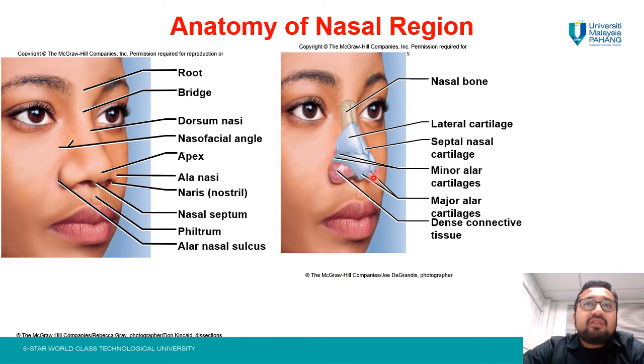Okay, the front part of our nose basically made from cartilages and also dense connective tissue. So here is a dense connective tissue. The more hardened part here is formed by the cartilage. Septal cartilage, the lateral cartilage, minor alar cartilages. There are so many cartilages formed here, and this is a dense connective tissue. So basically anatomy of the nasal region ni terdiri daripada bone, cartilage and dense connective tissue.